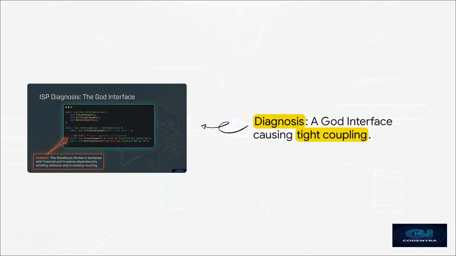Methodically diagnosing this in C#, we frequently encounter what's known as the God interface. Take a look at I order operations. It demands process payment, print shipping label, and restock inventory. Now look at our warehouse worker class. To satisfy this contract, the warehouse worker writes perfectly valid logic for shipping, but is then forced to write dummy methods throwing exceptions for processing payments and restocking, purely just to get the code to compile. The worker is unfairly burdened with financial and inventory dependencies, severely violating cohesion and massively increasing tight coupling across the system.